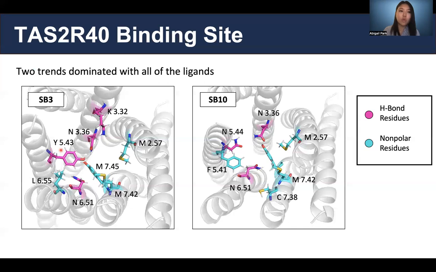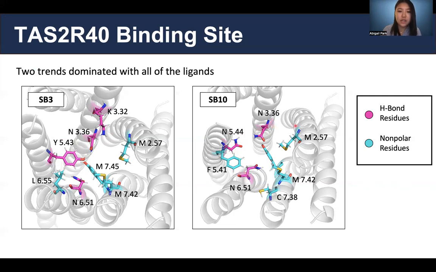But just overall, taking into account all the ligands, there were really 2 trends that dominated. If the ligand bound to SB3, it formed hydrogen bonds with the residues shown in pink, and this tyrosine on the 5th helix was particularly important in binding. But in SB10, it would form hydrogen bonds shown in pink here. So these are 3 asparagines that were commonly found in hydrogen bonds.